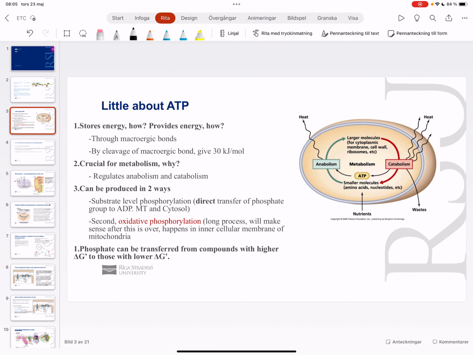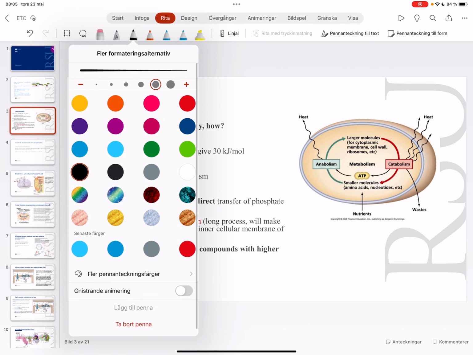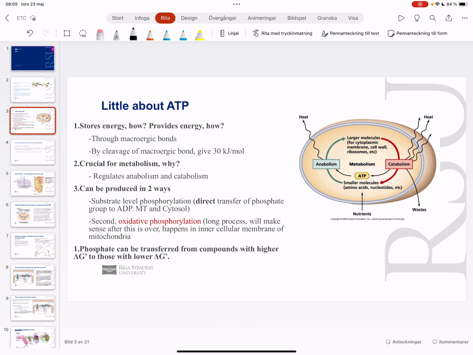Okay. So a little bit about ATP. It stores energy, we just talked about that, and it stores it through these macroergic bonds, and cleavage of them gives you energy. ATP is crucial for metabolism. Metabolism is anabolism and catabolism, and ATP will regulate them. If we have high ATP, that will start catabolism, because then we want to break it down. And if we have a lot of ADP or little ATP, then that will start anabolism, because then we will build up ATP.